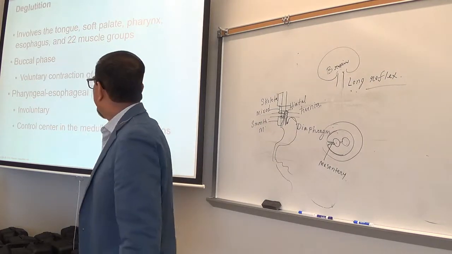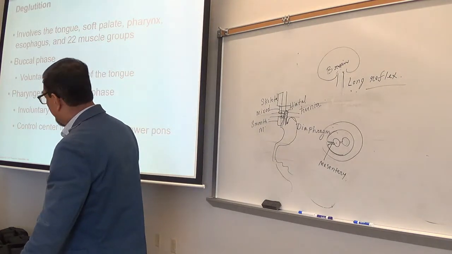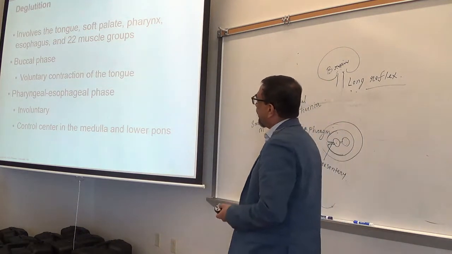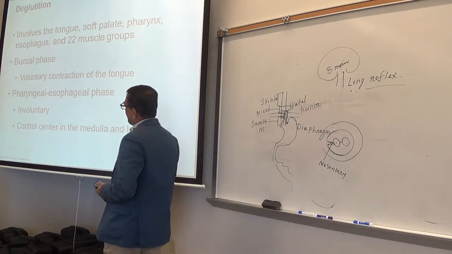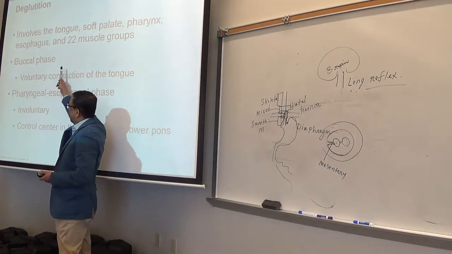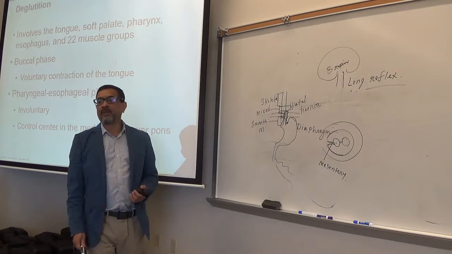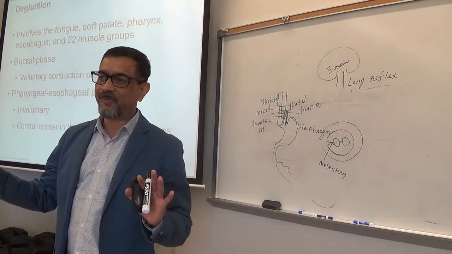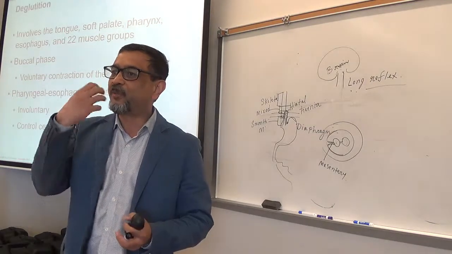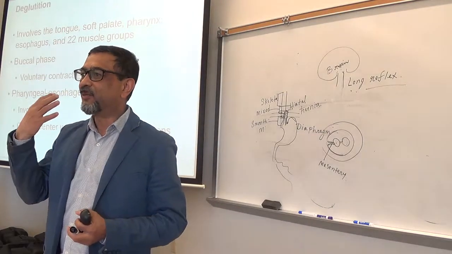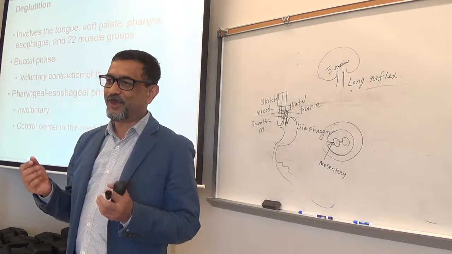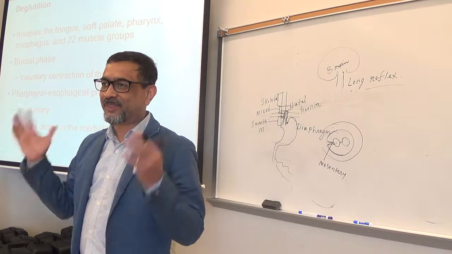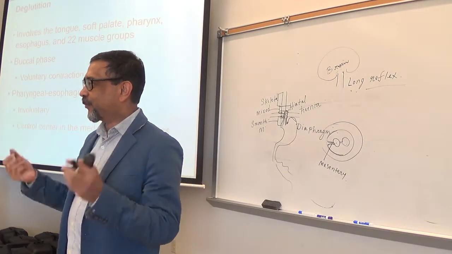22 muscle groups help to move the tongue in swallowing. Now, the deglutition or swallowing has two phases. I already mentioned this. The first part is voluntary or involuntary? Voluntary, right? If you decide, no, I will not swallow, you can keep it in the mouth. So it's all voluntary, you decide.